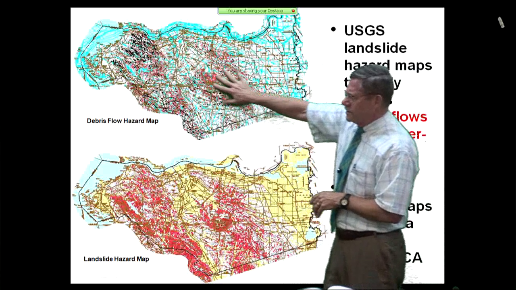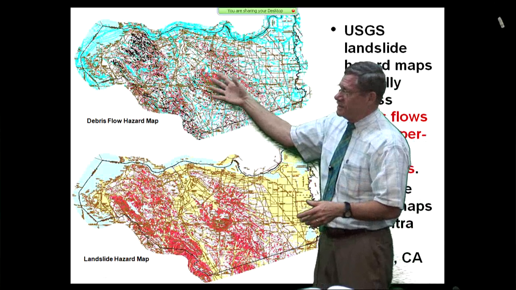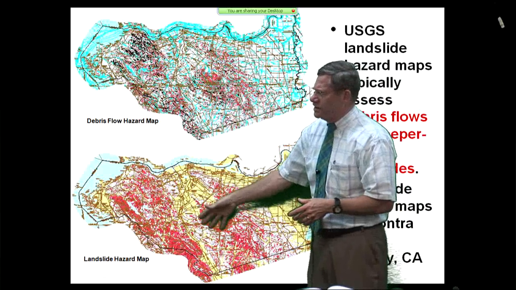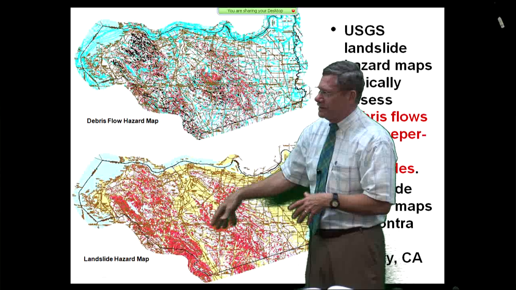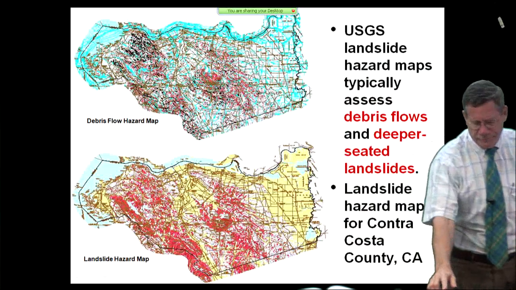Now, the debris flows don't move nearly as much material, but they're rapidly moving. So these are the things that kill people. So this one destroys homes, but doesn't usually kill people because they have time to get out of it. Debris flows, on the other hand, can kill people.